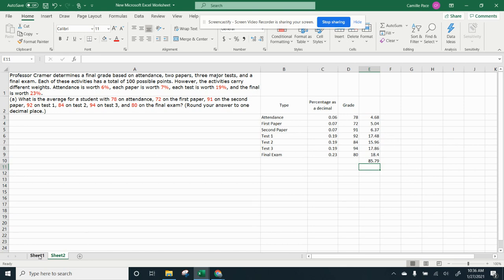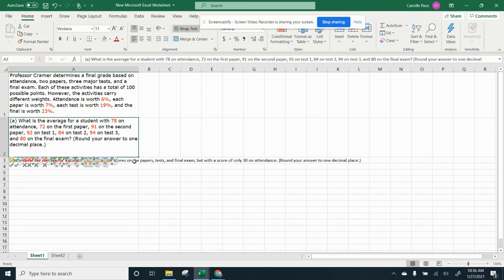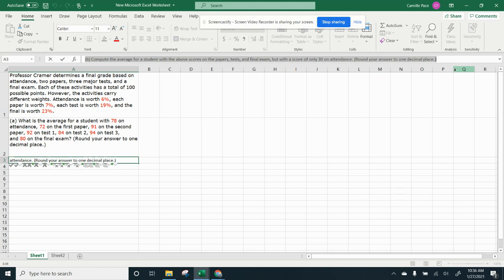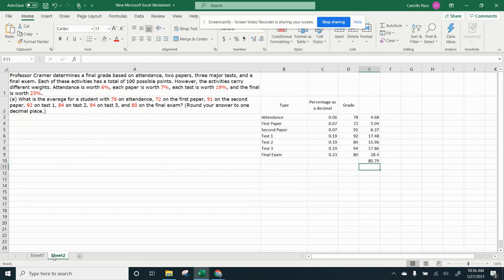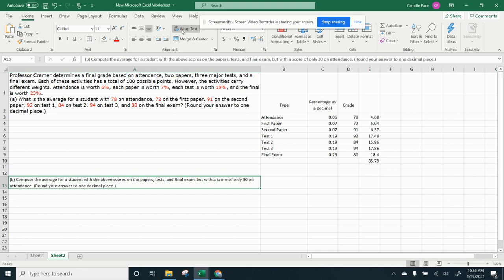Okay, and it gave me a different scenario. Let me go get this scenario. There was a part 2, and I just want to make sure that I'm doing this right. Okay, so part 2 was this. Let me wrap it so we can read it. Compute the average for the student with all the scores the same on the papers, tests, and final exam, but only got a 30 in attendance.